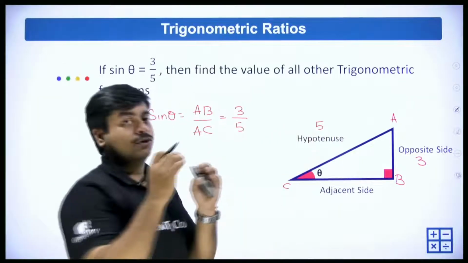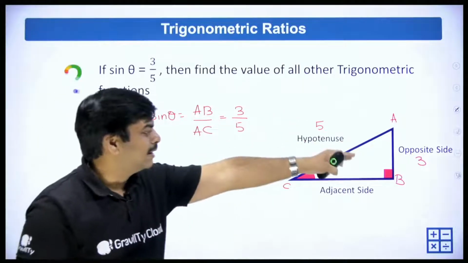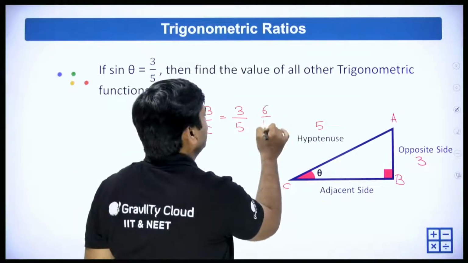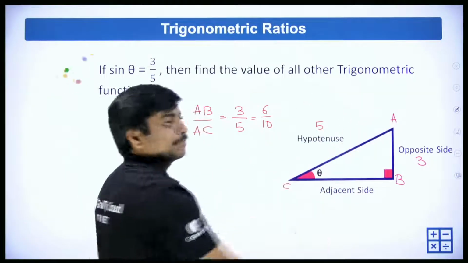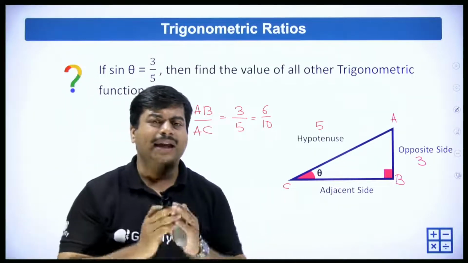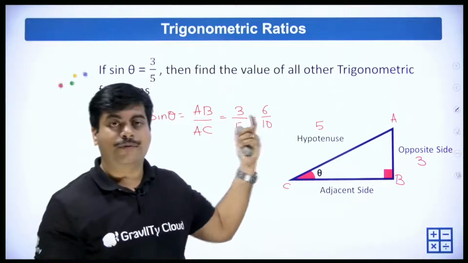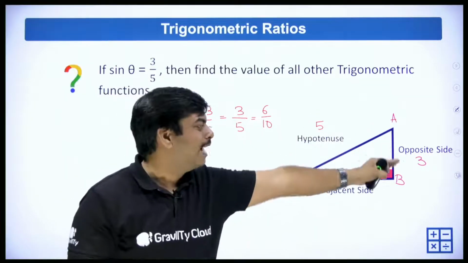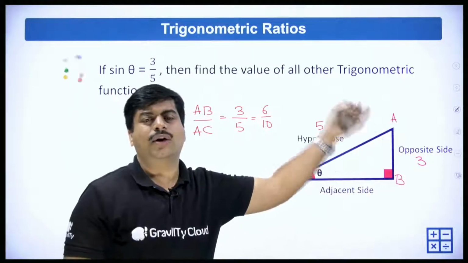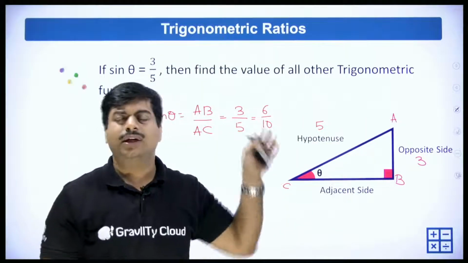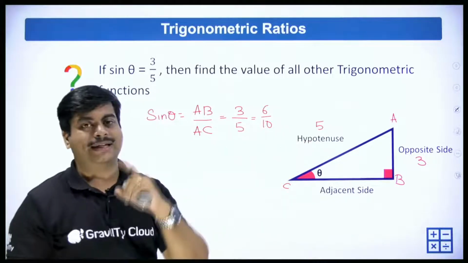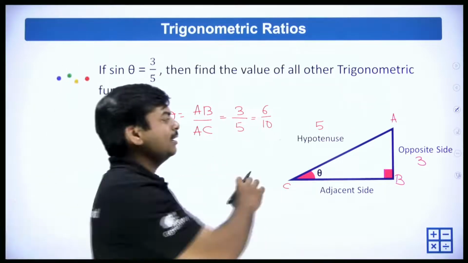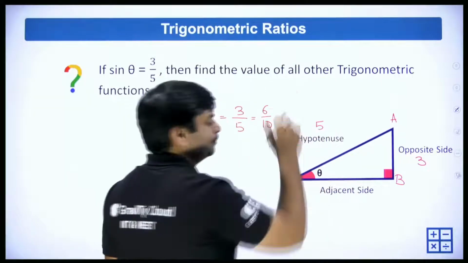You may ask me one question here. Sir, why are we taking directly 3? Why can't we take 6 and 10? Even 6 by 10 is also equal to 3 by 5. You can take any length, but this ratio should be followed. Till the point you're following this ratio, you can take any value: 3 or 6 or 9 or 10, 15, whatever. This ratio should be maintained. So to avoid all those confusions, directly take the opposite side as 3 and hypotenuse as 5.